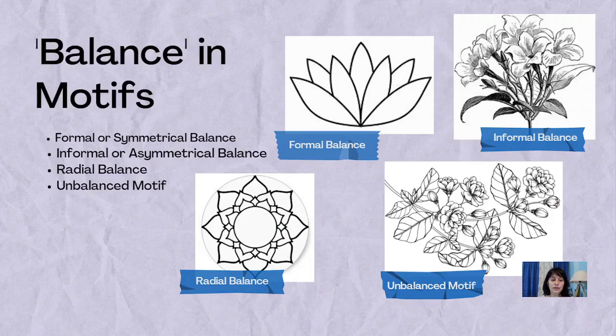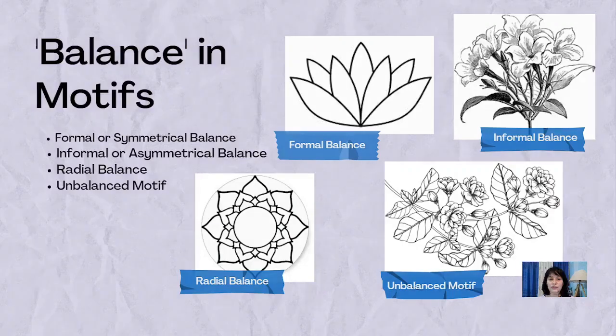In informal balance, you imagine a central axis in the middle of the motif, but the shapes, colors, lines, and objects may not be similar to one another on both sides of the central axis. It's just the feeling of an equal weight on both sides of the central axis. It's just a visual feeling.